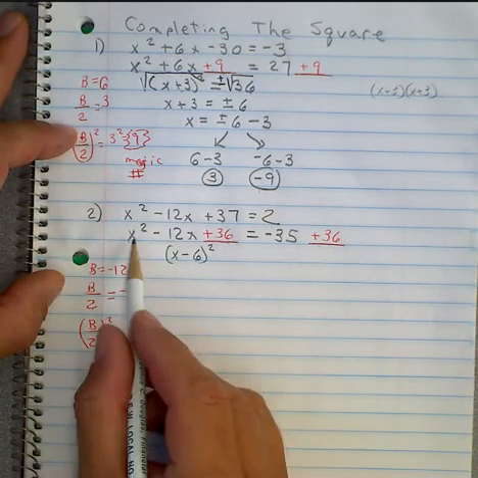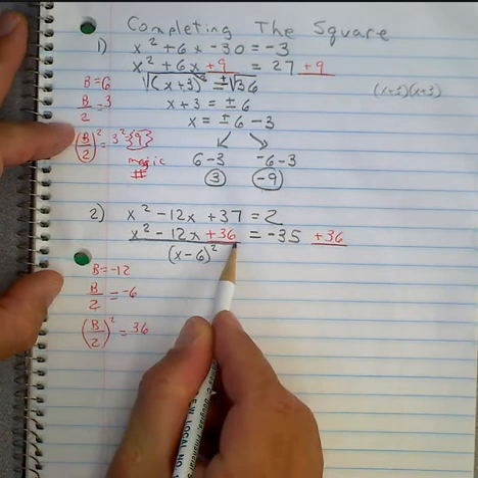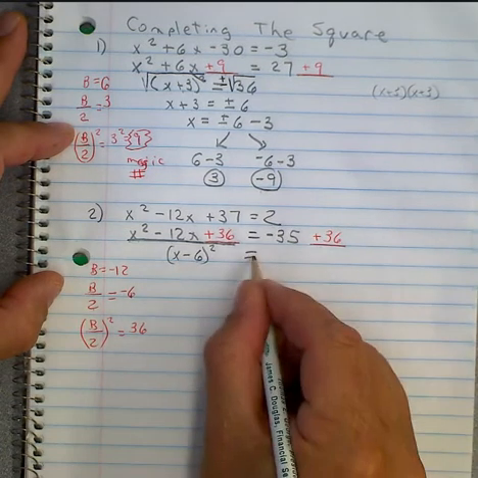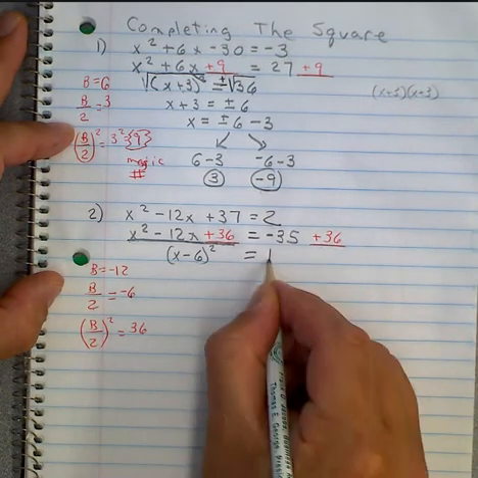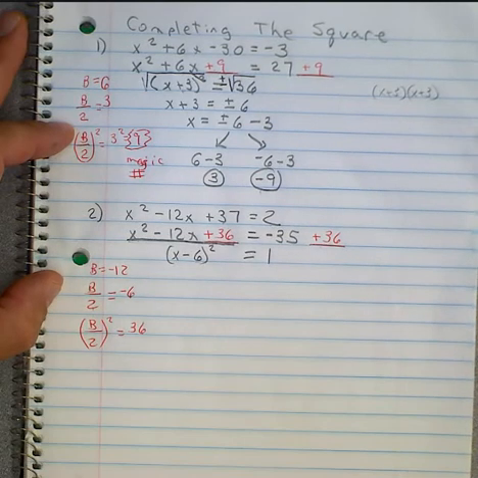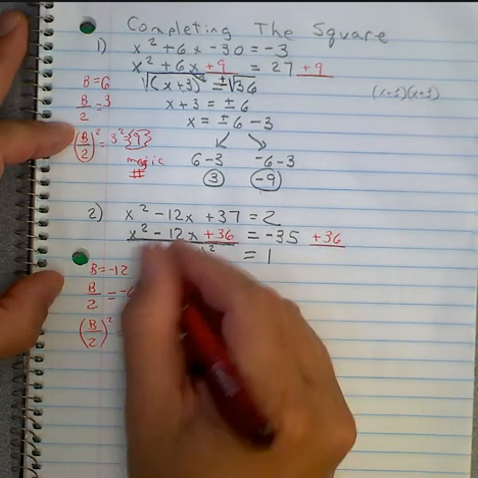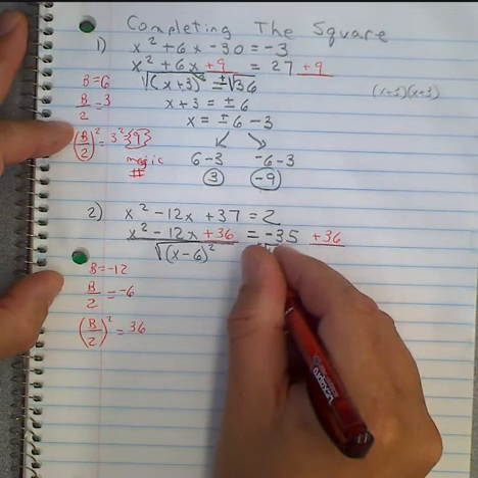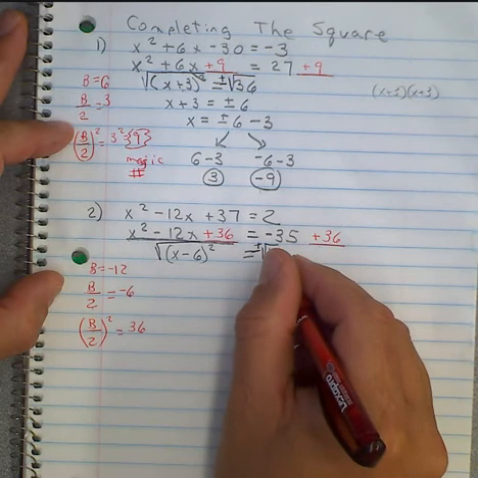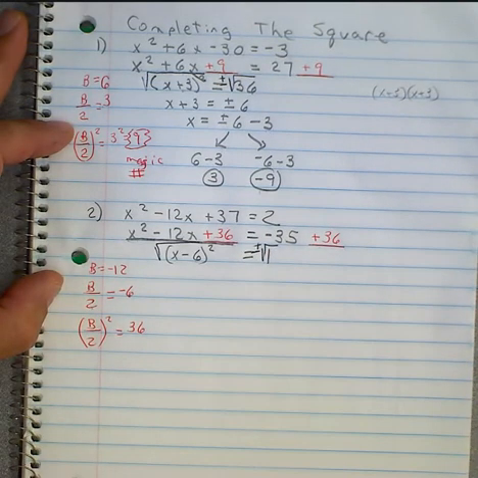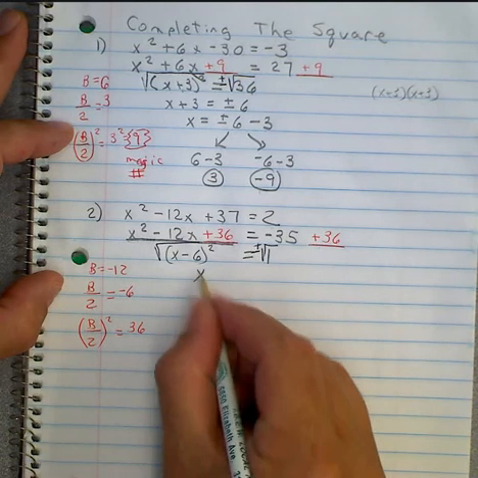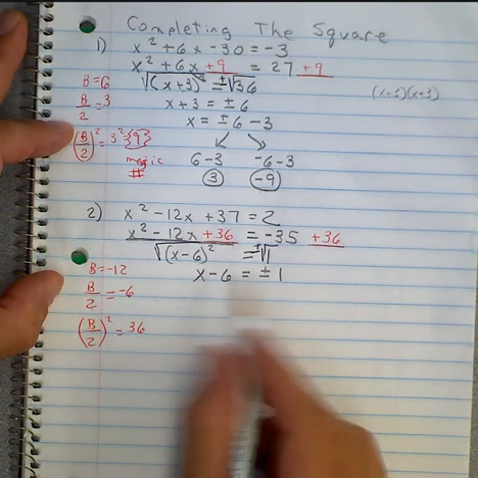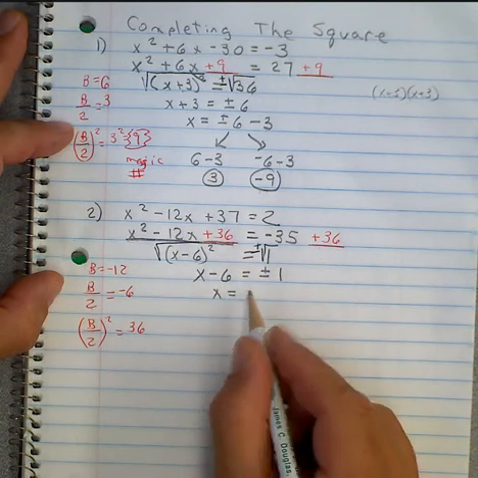Now, I've used up these 3 terms because these 3 together became this. On the other side, negative 35 plus 36, that's 1. Same process as last time. I'm going to square root this side, considering the plus and the minus, because 1 times 1 is 1, and negative 1 times 1 is also 1. So I get x minus 6 equals plus or minus 1. And when I add 6 to both sides, I get x equals 6 plus or minus 1.